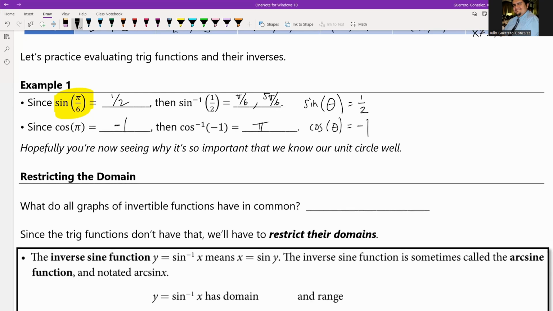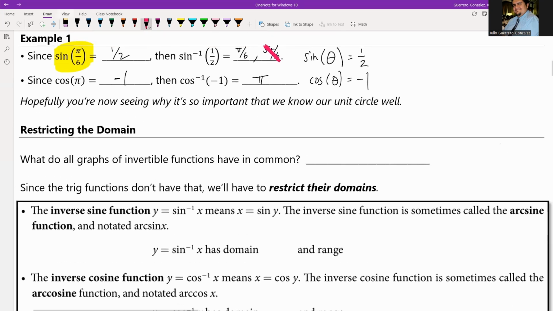Now, remember what we said back when we were doing inverses back in chapter 1. It has to be 1-to-1. So for every y value, there has to be only one x. There's a problem right here. Turns out this one is not an answer. Only pi over 6 is. So, what the heck? That's where we have to bring back our 1-to-1. All of them have to be 1-to-1.